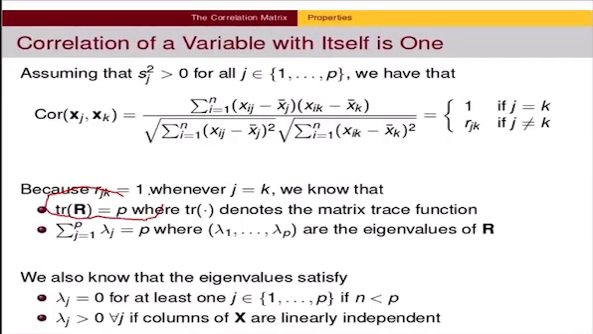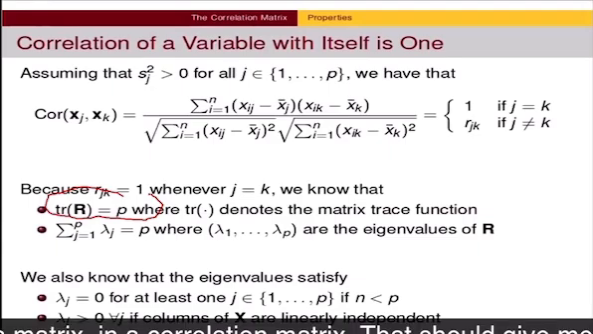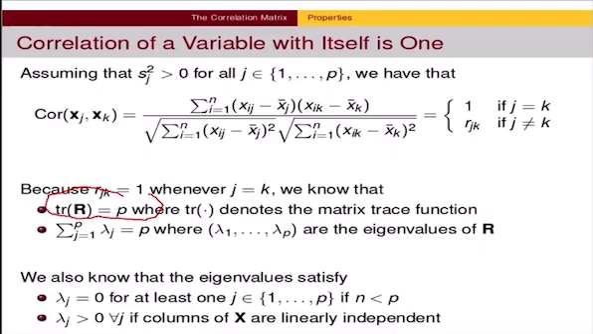Here, I mean the trace of R equals P. What is P? P is the number of variables that we have. If I add 1, 1, 1, 1, 1 all together in a correlation matrix, that should give me the number of variables under investigation. That's what trace means.